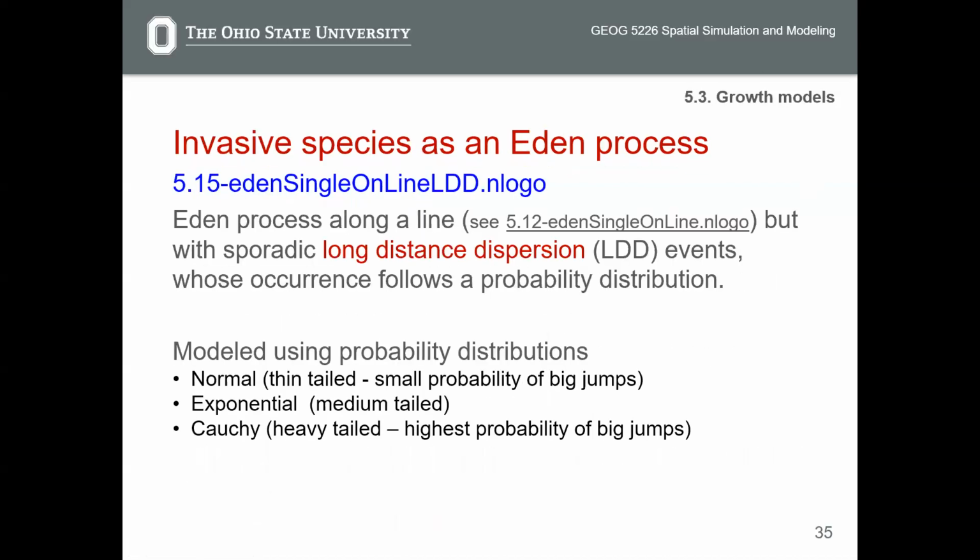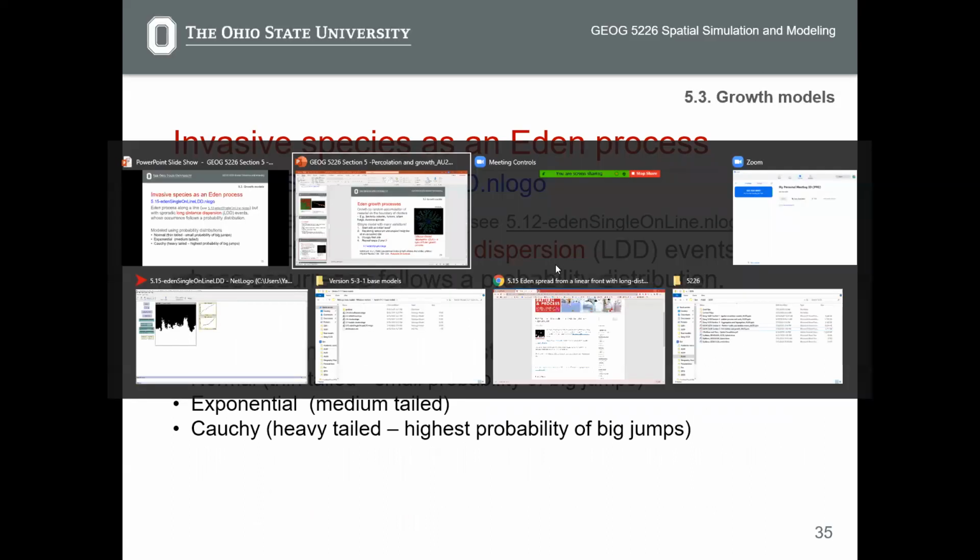And also, we can use the Eden process to address the spreading of invasive species, okay? 5.15, Eden process along a line. It's just like 5.12, but with sporadic long distance dispersion. Okay, let me show you.